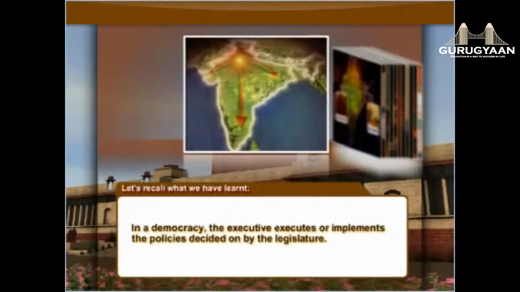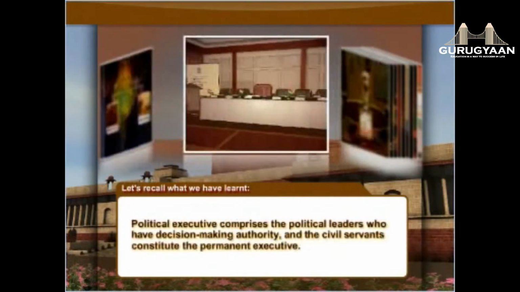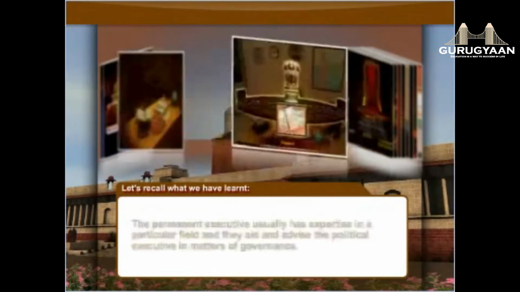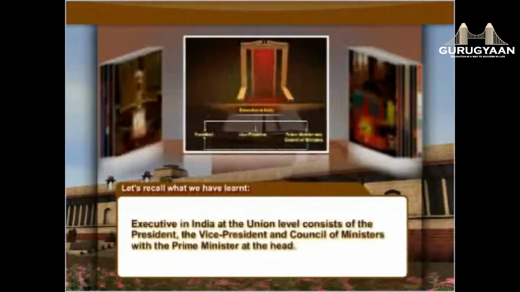Let's recall what we have learned. In a democracy, the executive executes or implements the policies decided on by the legislature. In a democratic country, there are two categories of executive: the political executive and the permanent executive. Political executive comprises the political leaders who have decision-making authority, and the civil servant constitutes the permanent executive. The permanent executive usually has expertise in a particular field, and they aid and advise the political executive in matters of governance.